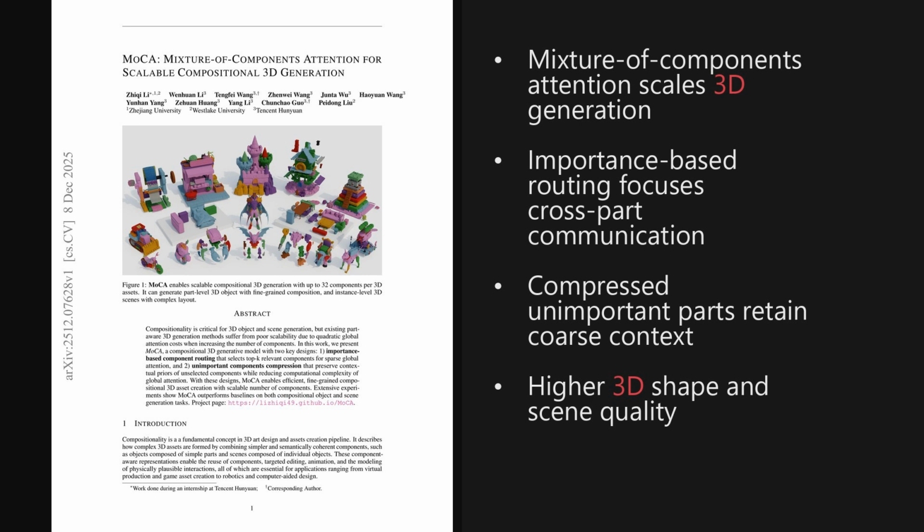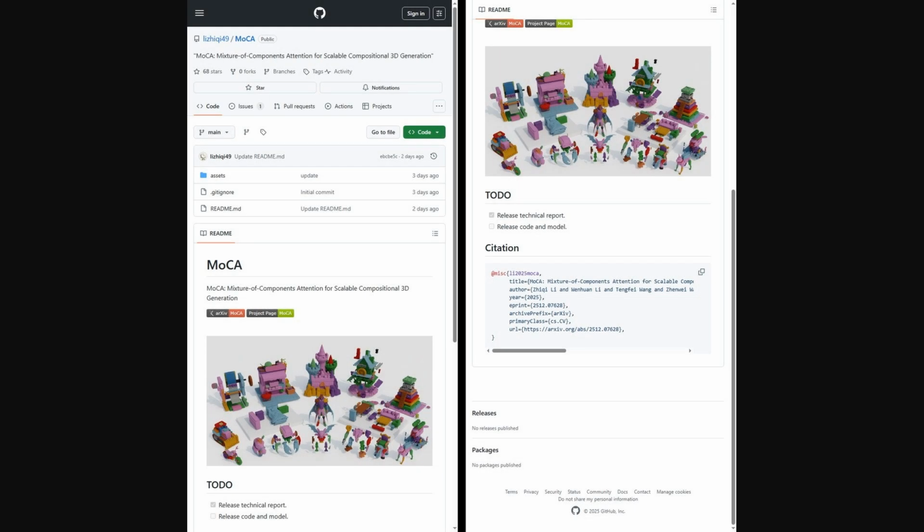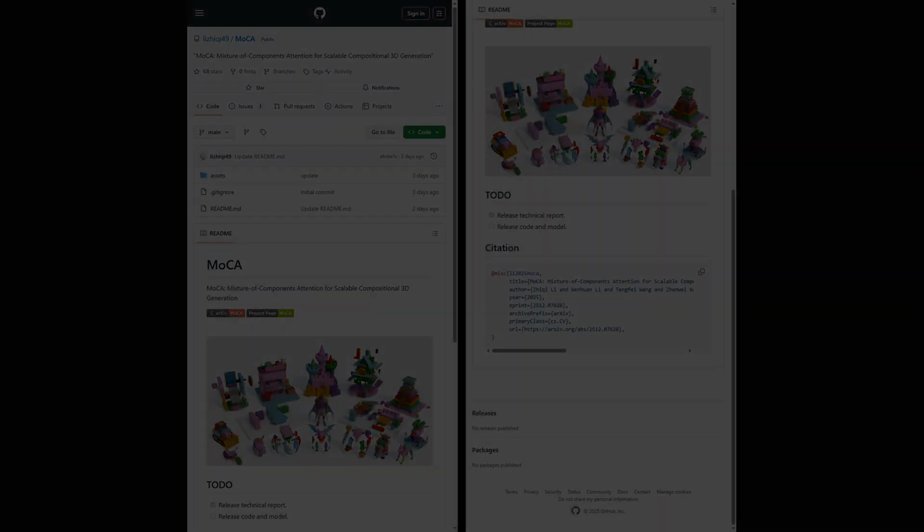And as we will see later, the way this model focuses attention on only the most relevant parts has really exciting implications for complex three-dimensional asset creation. Also, the authors shared a GitHub repo for MoCA, but right now it is mostly a placeholder. Listeners will find a brief project description, a TODO noting plans to release the technical report, code, and models, plus some asset files, but the actual implementation has not been published yet.